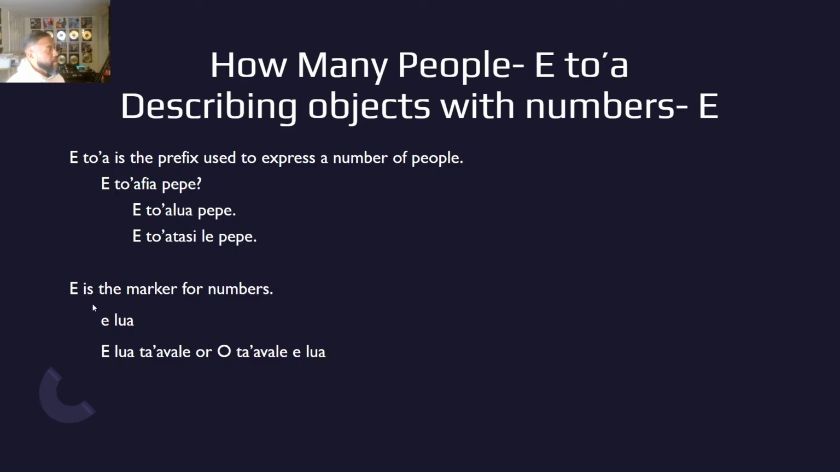Okay. And then whenever we're talking about just numbers, period. Actually, this should have been the first slide. So before the numbers, we just say e lua. So e lua ta'avale. So it's two cars. Another way you could say it is o ta'avale e lua. That's probably beyond the scope of what we're talking about here, but just know it is two cars. If it's tense, and then that's our number, and then the subject.